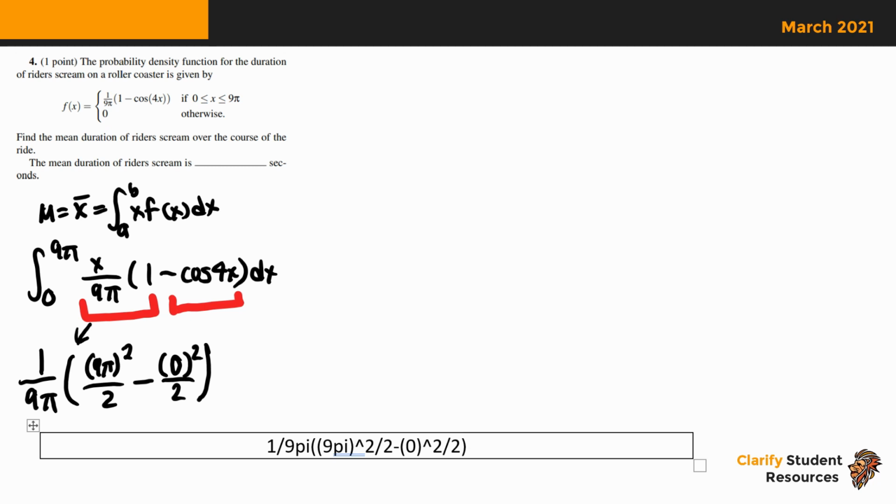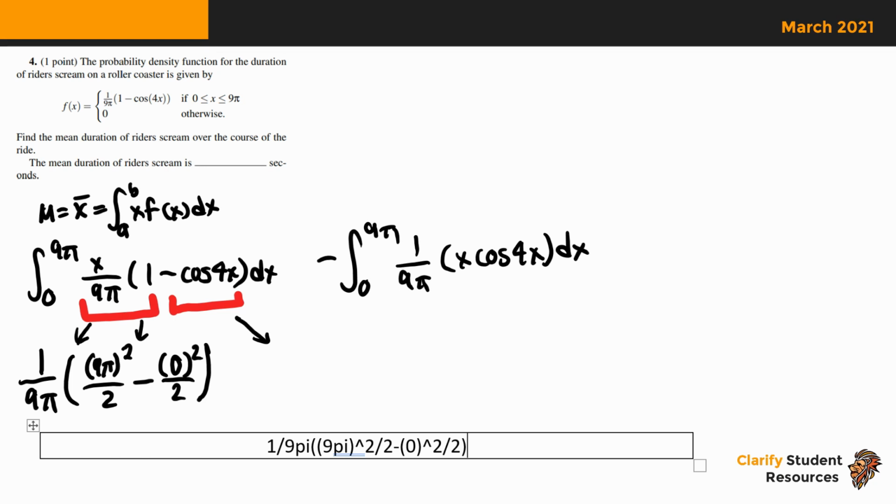Okay, so if we look at the second part of the integral, we're actually going to be able to use integration by parts to solve this. So what we're left with over here is just going to be minus 0 to 9 pi, and then we get 1 over 9 pi, and then x cosine 4x dx.